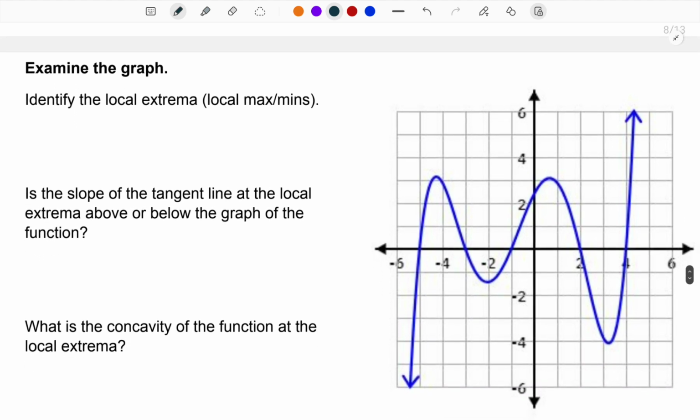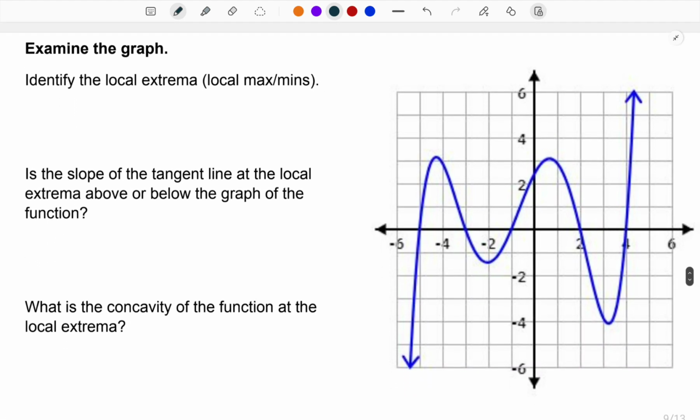All right, let's continue looking onwards. So we're going to take a look at some more graphs just to analyze them. So we've got this graph here. Let's identify the local extrema, as in what are the local maximums and minimums. And we're just going to ballpark. It doesn't have to be exact. We have a local max.